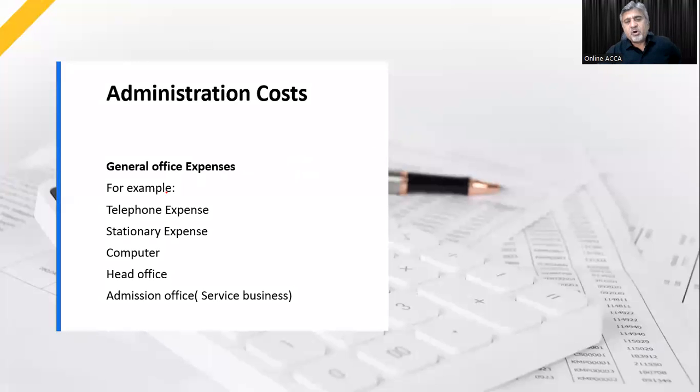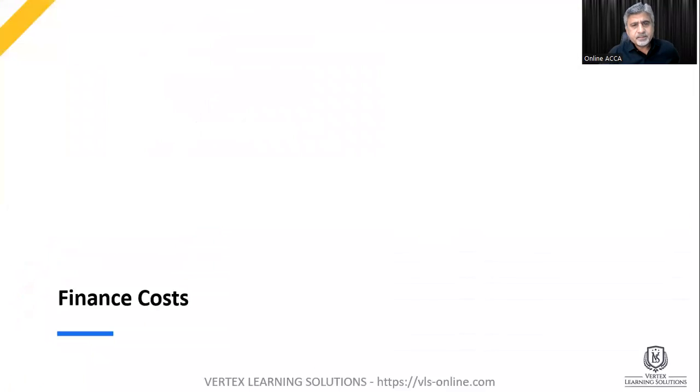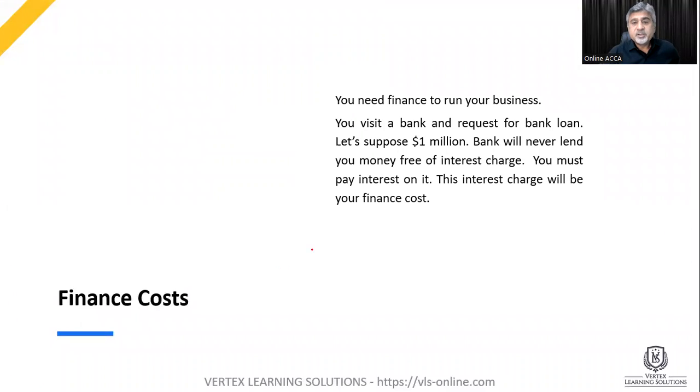Administration cost, office expenses, telephone expense, stationery, computer, head office, admission office, service business, reception, whatever. Finance cost. You need finance to run your business. You visit a bank and request a bank loan. Let's suppose $1 million. Bank will never lend you money free of interest charge. You must pay some interest on that, and that interest will be your finance cost.